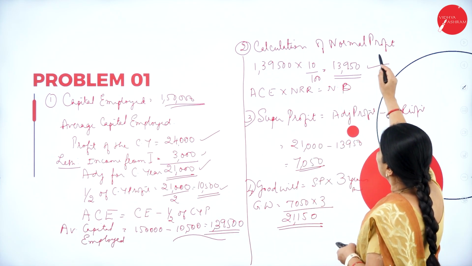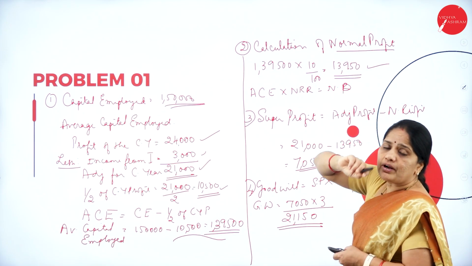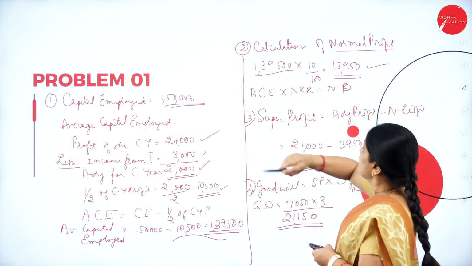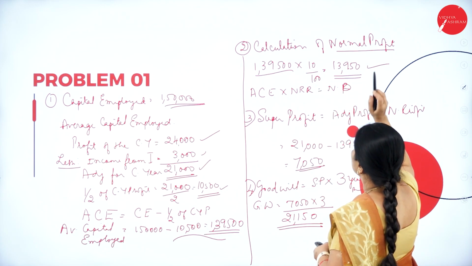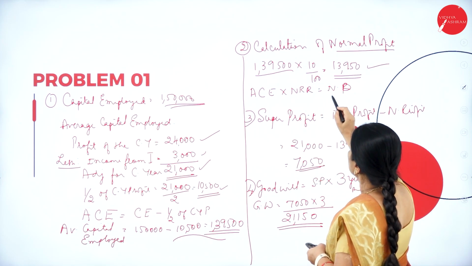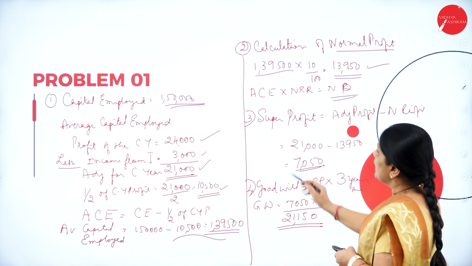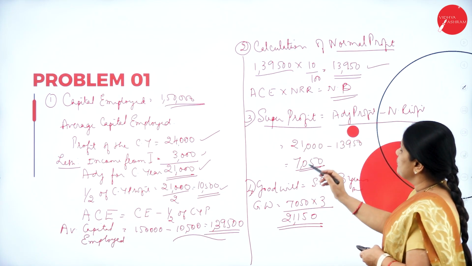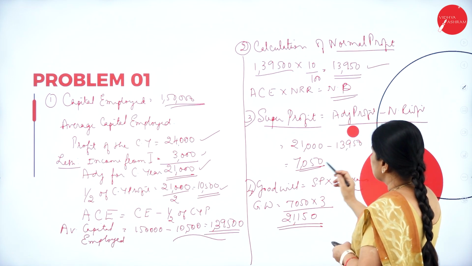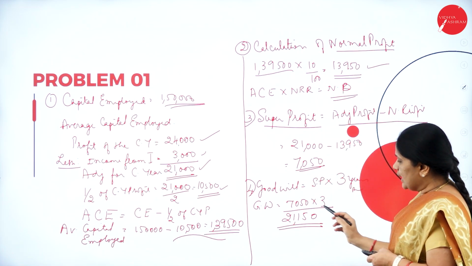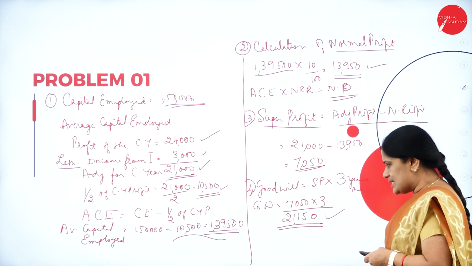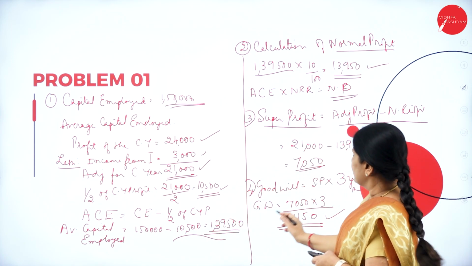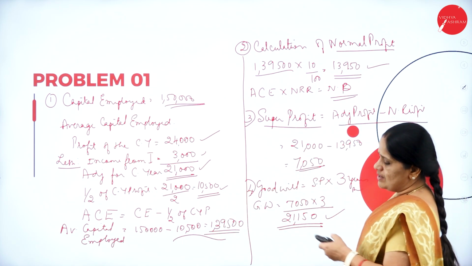gives 1,39,500. Then the calculation of normal profit. Normal profit is always calculated on the average capital employed. So 1,39,500 into 10% is 13,950. So we got the normal profit. Now we calculate the super profit, that is the adjusted profit minus normal profit: 21,000 minus 13,950 is 7,050, into 3, we get goodwill equals 21,150. So in this way we have calculated the goodwill at 21,150.